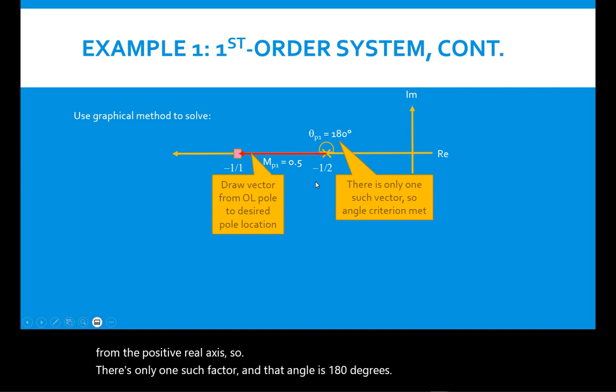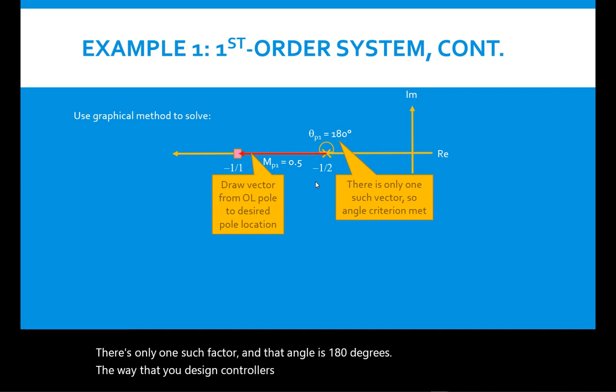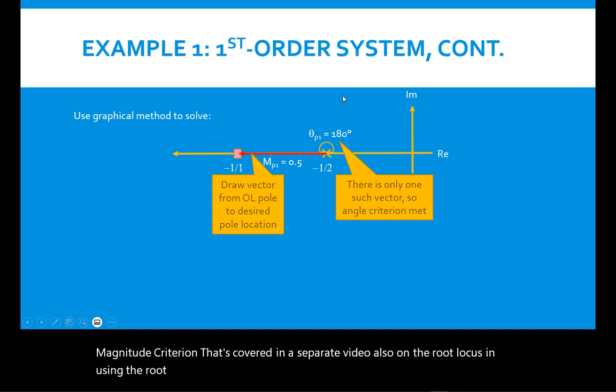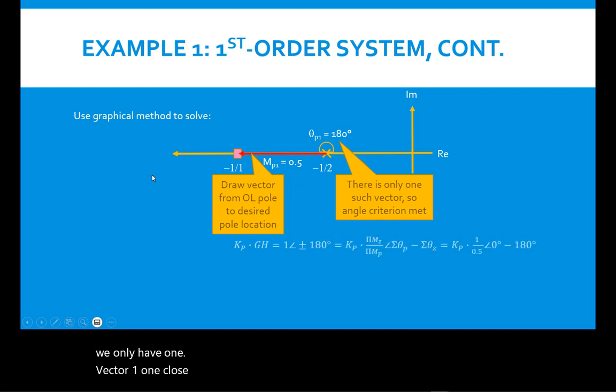The way that you design controllers using the root locus is you have to meet what's called the angle criterion and the magnitude criterion. That's covered in a separate video also on the root locus and using the root locus to design controllers. So we've met the angle criterion because we only have one vector, one closed loop pole. Yes, here's our angle and magnitude criterion right here.